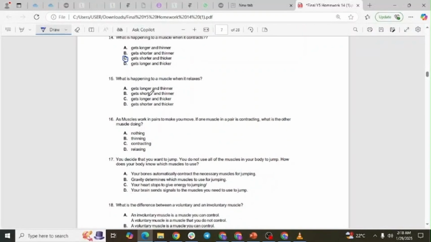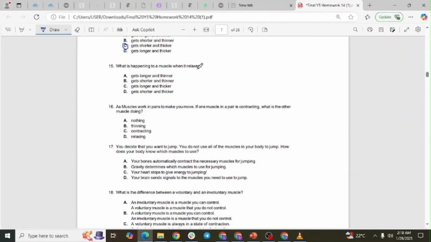Question 15. What is happening to a muscle when it relaxes? A. Gets longer and thinner. B. Gets shorter and thinner. C. Gets longer and thicker. D. Gets shorter and thicker.